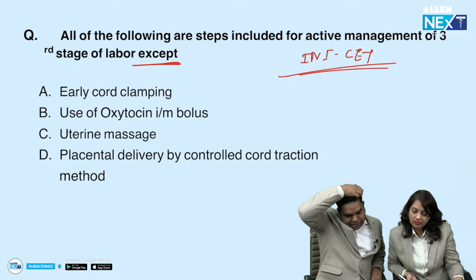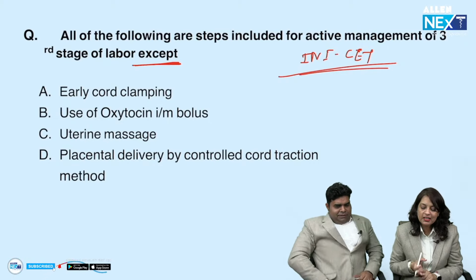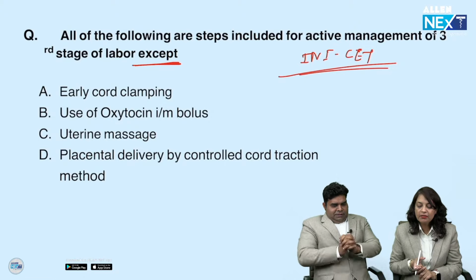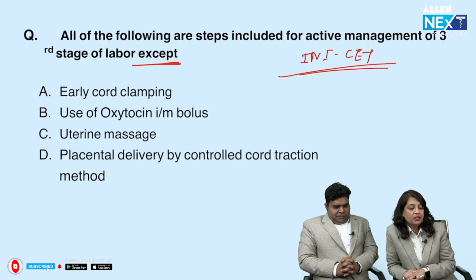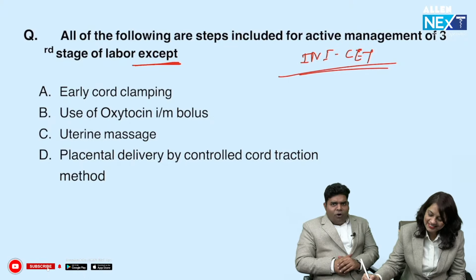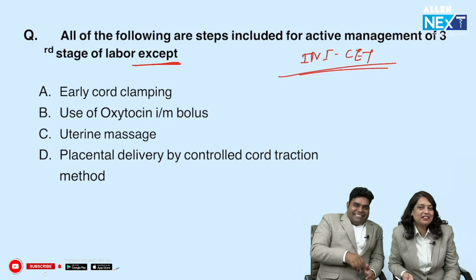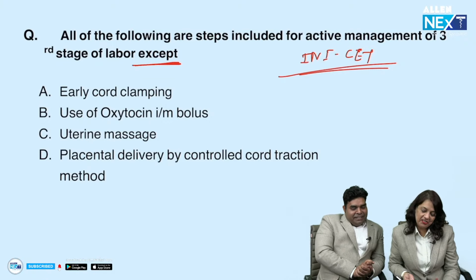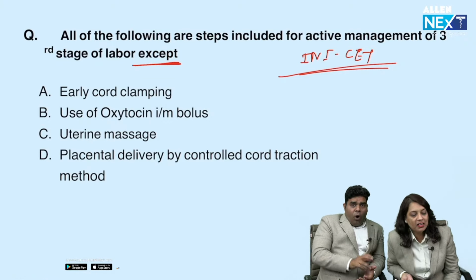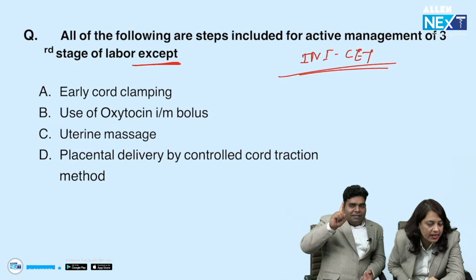Let me think. Early cord clamping, use of oxytocin, uterine massage, placental delivery by controlled cord traction. Controlled cord traction we do. Dr. Ashwani is trying to tell me, I'm just trying to confirm whether I am right or not. What is your answer? Dr. Ravi is writing.